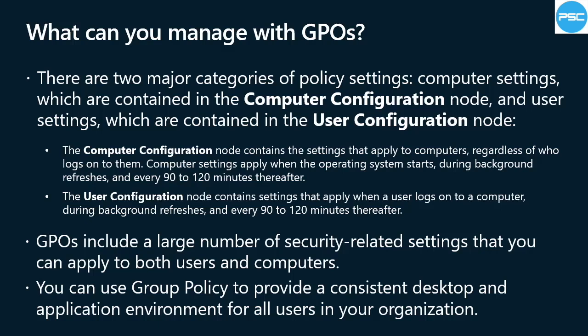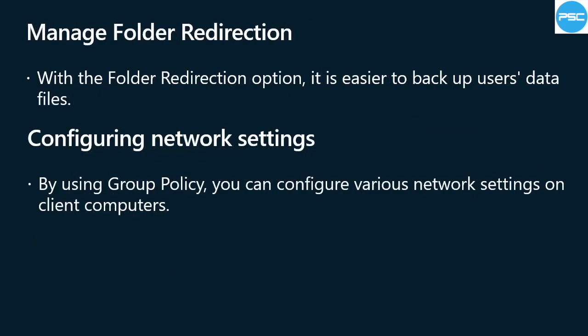Whilst you can deploy software in this manner, most organizations use other methods such as Configuration Manager and Intune. With the folder redirection option, it is easier to back up users' data files. By redirecting folders, you also ensure that users have access to their data, regardless of the computer to which they sign in. Additionally, you can centralize all users' data to one place on a network server, while still providing a user experience that is similar to storing these folders on their computers. For example, you can configure folder redirection to redirect users' documents folders to a shared folder on a network server.